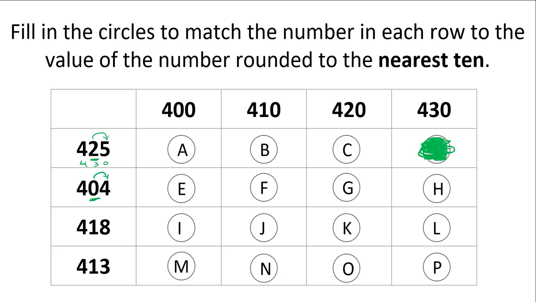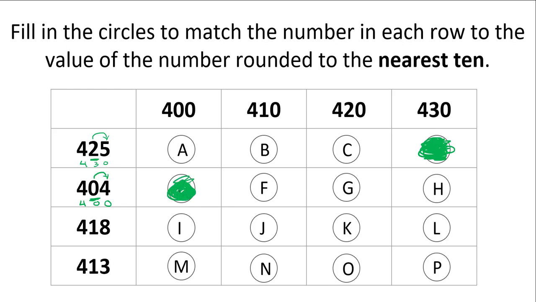Underline the digit in the tens place, right? Look next door, and that's a 4. It's not a 5 or more, so the 4 remains the same. The 0 remains the same. Everything after the underlined digit becomes a 0. That's right. So 404 rounded to the nearest 10 is actually 400. So where is, oh, there it is, 400 right there. This is what I bubble in.